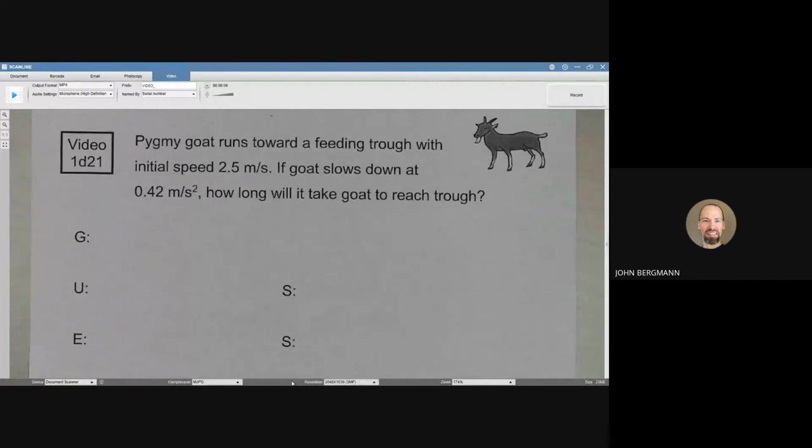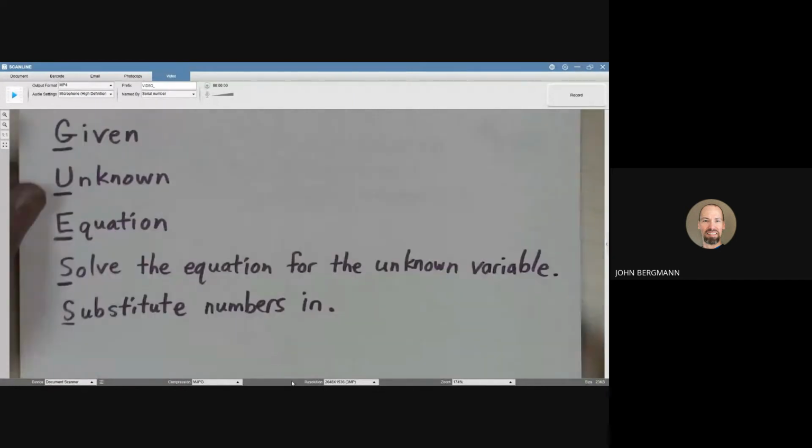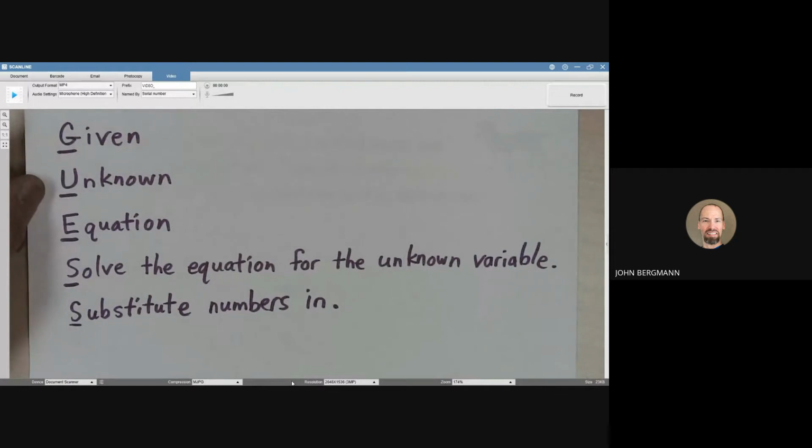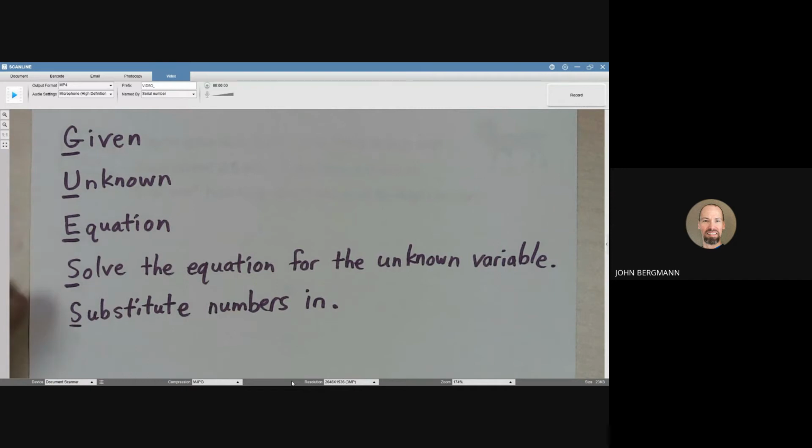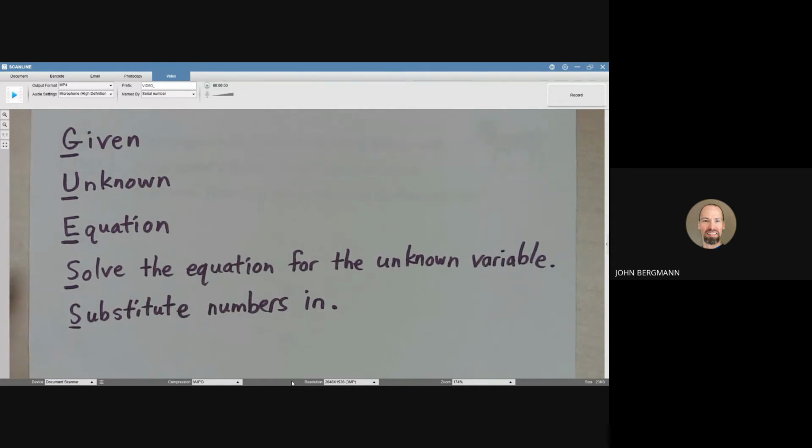We're going to try another problem here where we use the GUESS method, which was introduced last time. G is for given, the quantities we know. U is for unknown, the quantity we're looking for. E stands for the starting equation from which we're going to do our work.